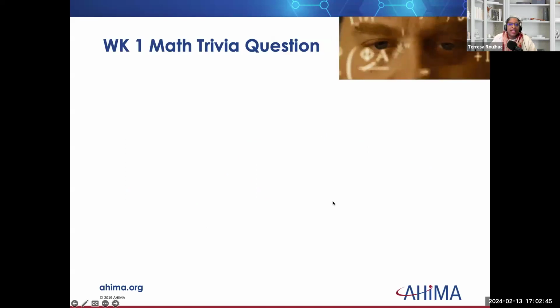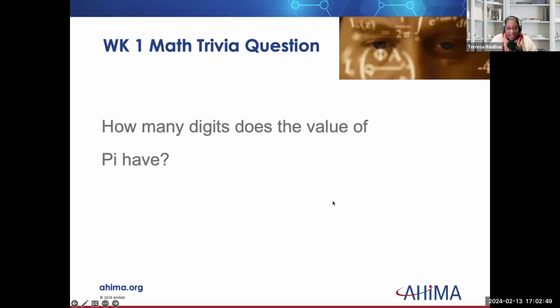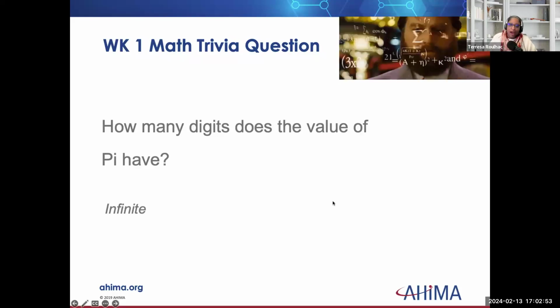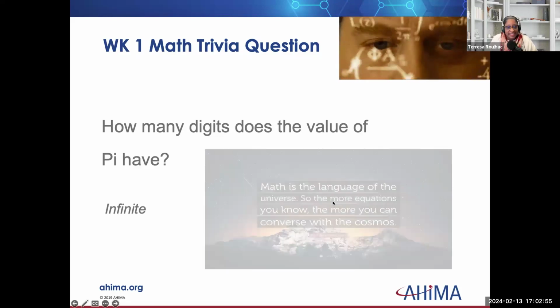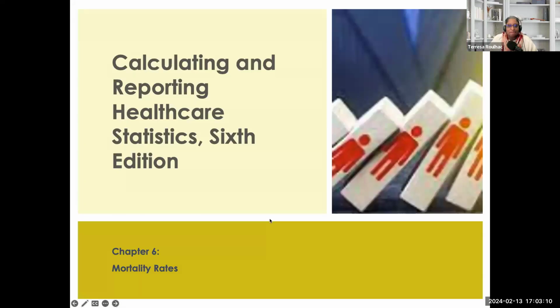Okay, now, how many digits does the value of pi have? Of course, there's an infinite amount, and math is the language of the universe. So the more questions you know, the more you can converse with the cosmos. Thought that was super cute, so I went ahead and grabbed it for this evening.